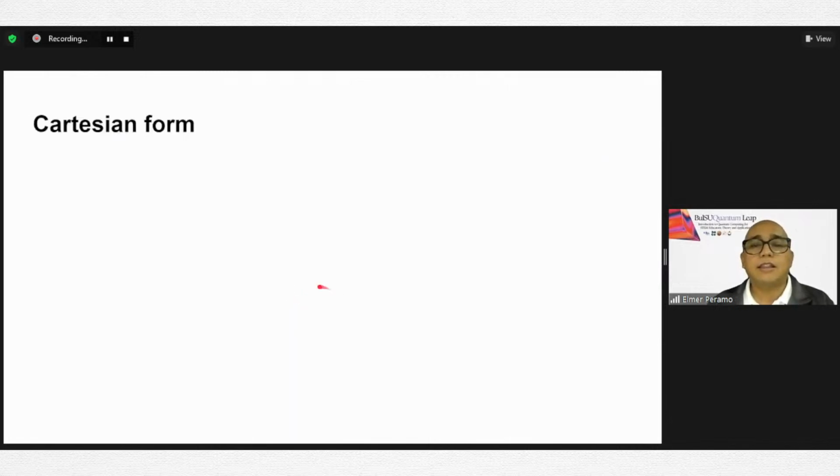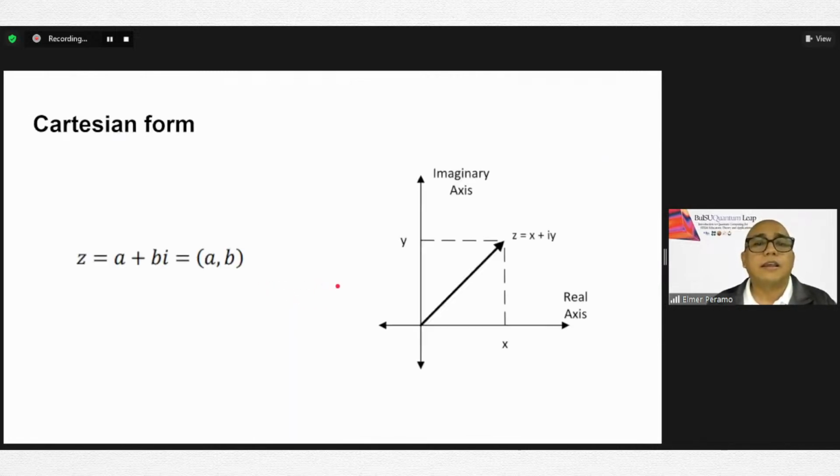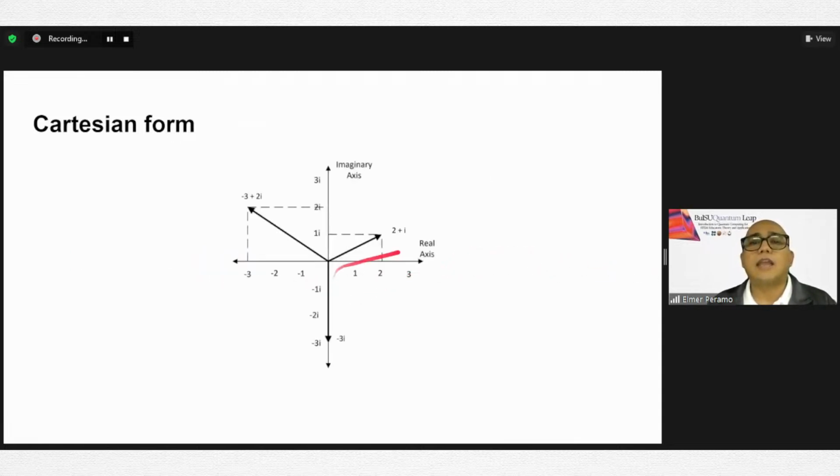Okay, and yeah, this is the Cartesian form of the complex number. z is equal to a plus bi. a and b are the coordinates. And these are some more examples of representing complex numbers.